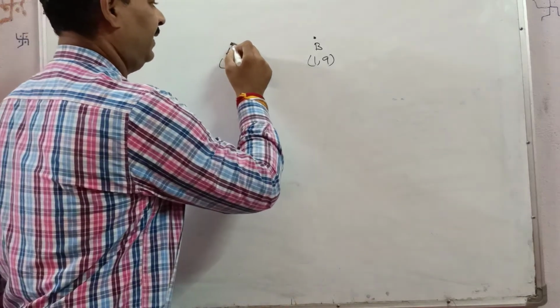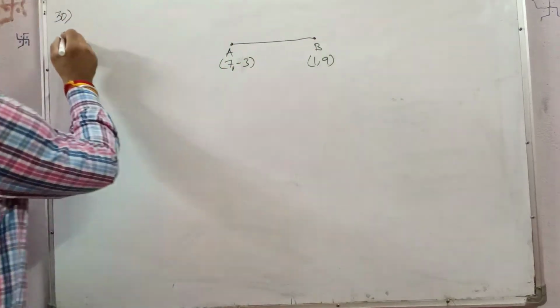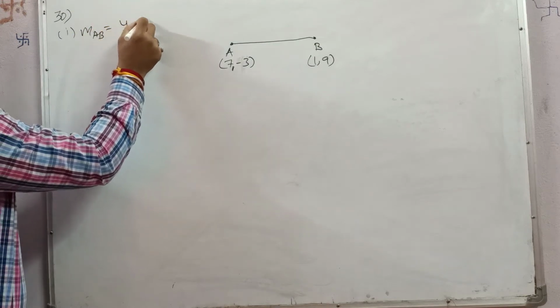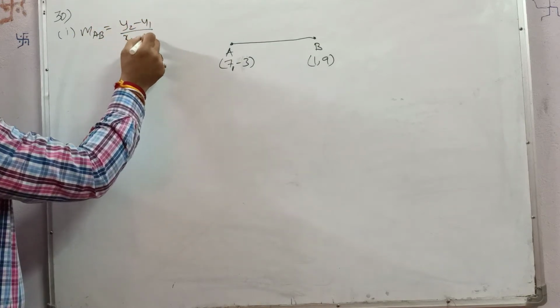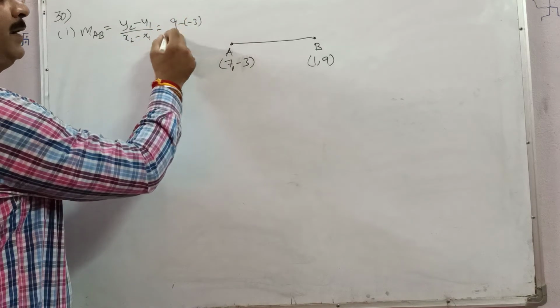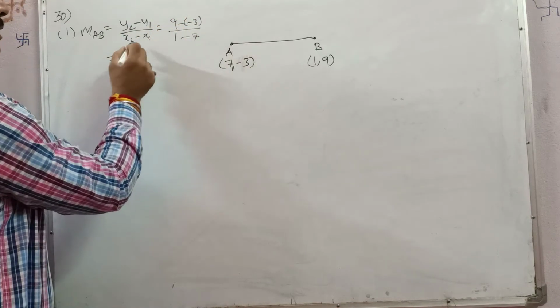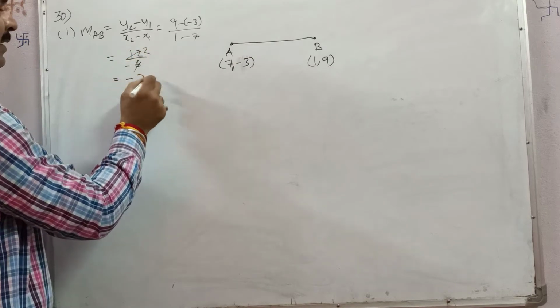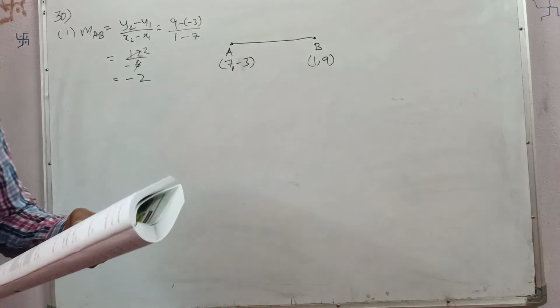It's very easy. You can easily find the first part, that is the slope of AB: y2 minus y1 upon x2 minus x1, the difference of ordinates upon the difference of abscissae. 9 minus minus 3 upon 1 minus 7, that is 12 by minus 6, which is minus 2. The slope of AB is minus 2.